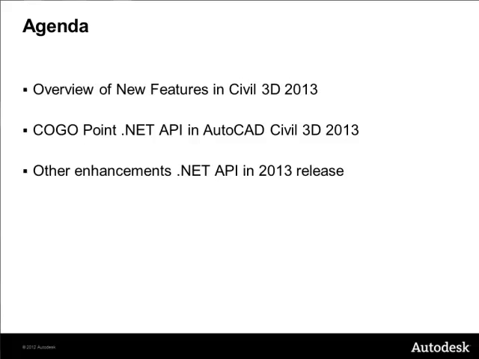In this recorded presentation, which we call DevTV, I will give you an overview of new features in AutoCAD Civil 3D 2013. Cogo Point .NET API is the single biggest feature in the 2013 release of .NET API. I will introduce it to you in this presentation. Then I will highlight the other enhancements made in the 2013 release of the Civil 3D .NET API.